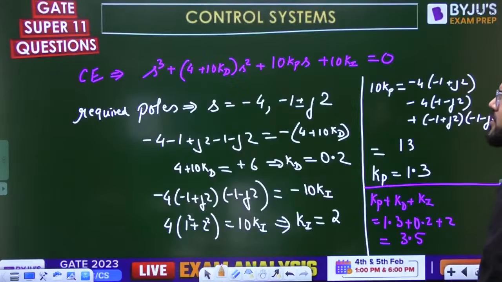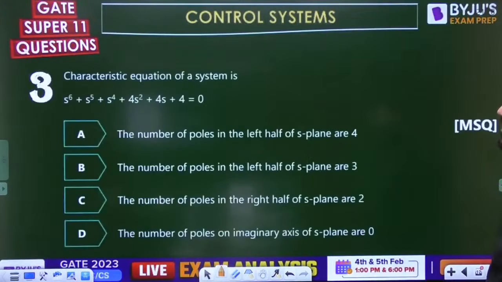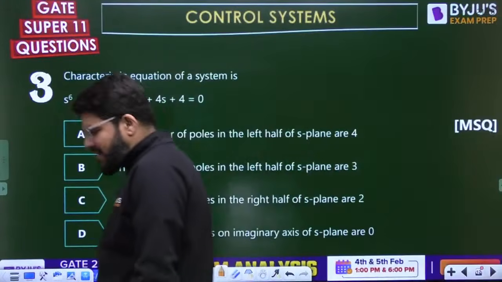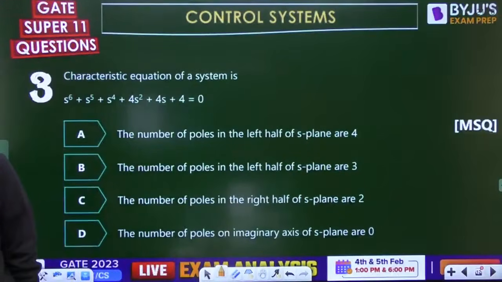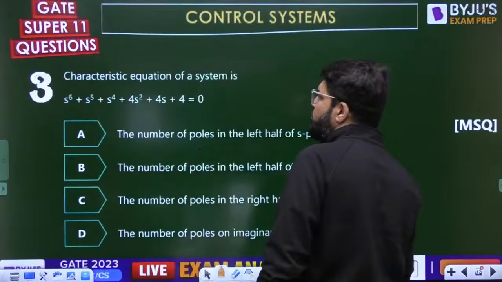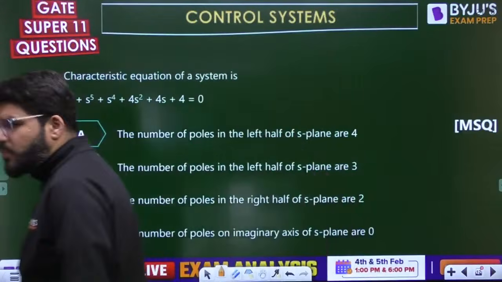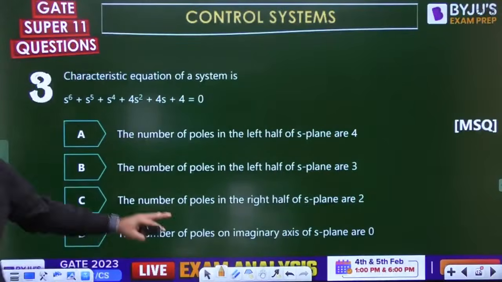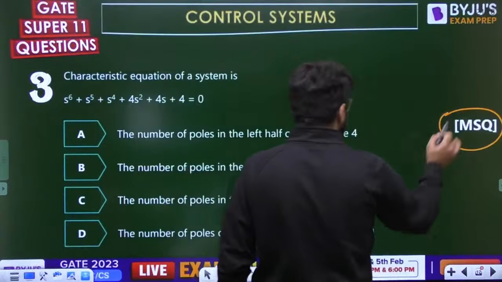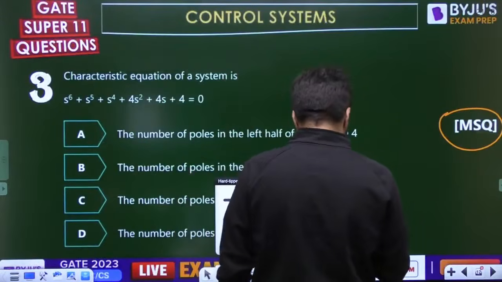Okay, done. Let's move ahead to the next. Characteristic equation of a system, an MSQ question, is given to you: S power 6 plus S power 5 plus S power 4 plus 4S square plus 4S plus 4 equal to 0. And we have to select the correct options. One or more than one option can be correct. It is an MSQ, multiple select question.